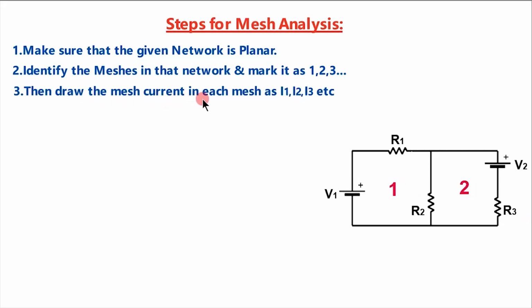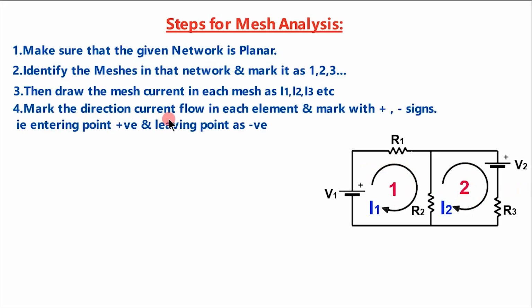Then draw the mesh current in each mesh as I1, I2, etc., either in clockwise or anti-clockwise. We will follow clockwise. I1 is for mesh 1, I2 is for mesh 2. Then mark the direction of current flow in each element and mark with the plus and minus sign. That is, while entering positive and while leaving negative. See in V1, mesh current is flowing from minus to plus, that is rise in voltage, so it is positive. While in mesh 2, I2 is flowing from positive to negative, or fall in potential, that is negative.